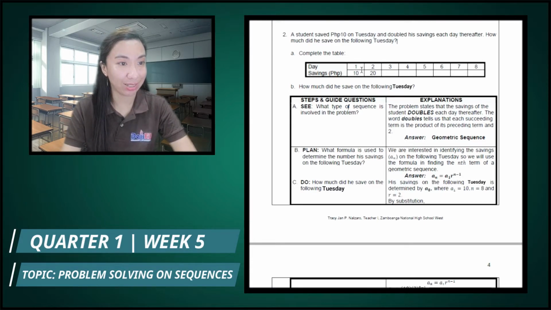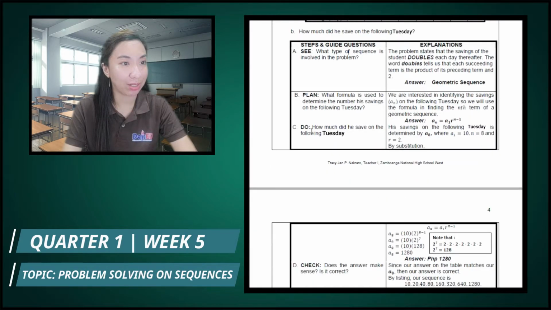And for the savings, we have the first day here is 10 pesos. For the following day, it became 20 pesos because it is mentioned in the problem that his savings is being doubled the day thereafter. So we are going to multiply it by 2 and so on. Okay? So letter B, how much did he save on the following Tuesday?